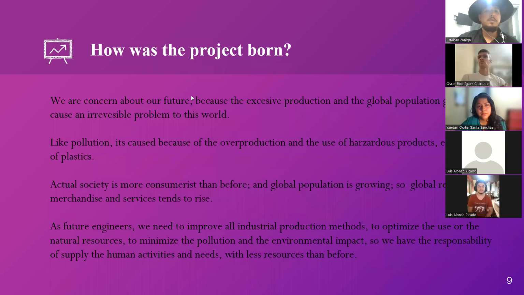How was the project born? We are concerned about the future as engineers and engineering university students because excessive production and global population growth can become an irreversible problem for this world. For example, pollution is caused by overproduction and the excessive use of hazardous products, for example plastics. Today's society is more consumerist than before, and the global population is growing, so the global demand for merchandise and services tends to rise.